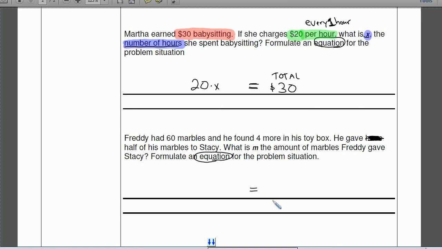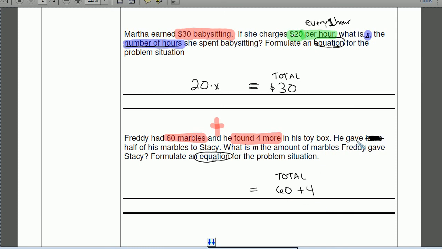Do we know the total number of marbles that Freddy had? What's the total number of marbles? Well, we know he had 60 marbles. And we also know that he found 4 more. So the total would be 60 plus 4, right? We need to add these two together. The total would be 60 plus 4.